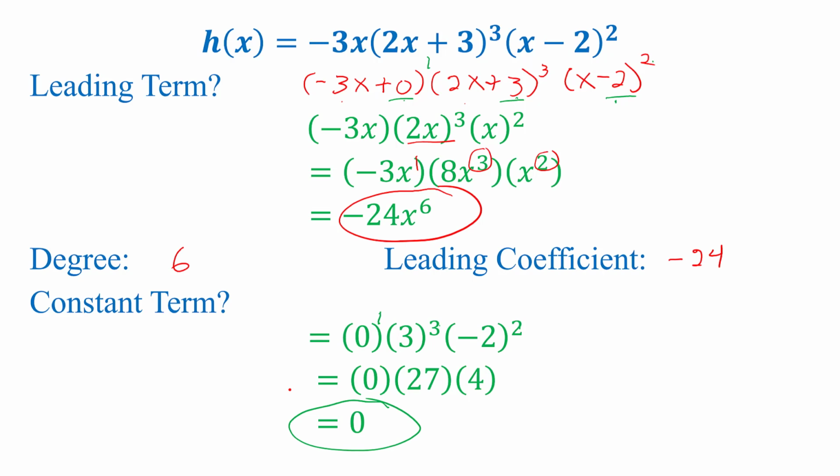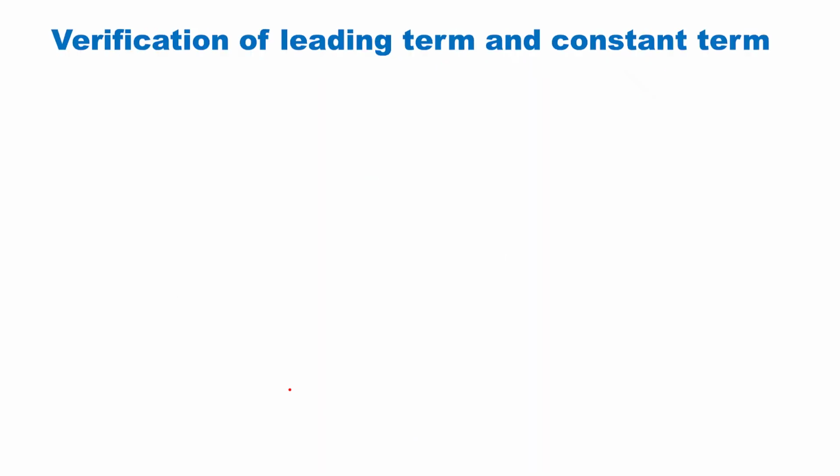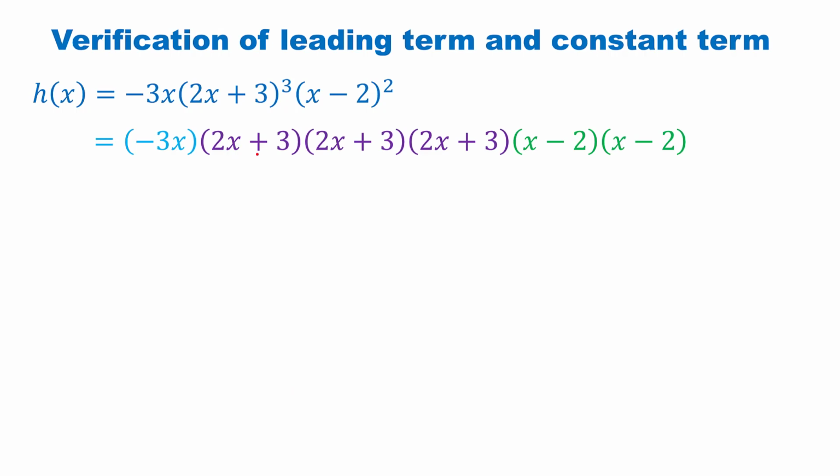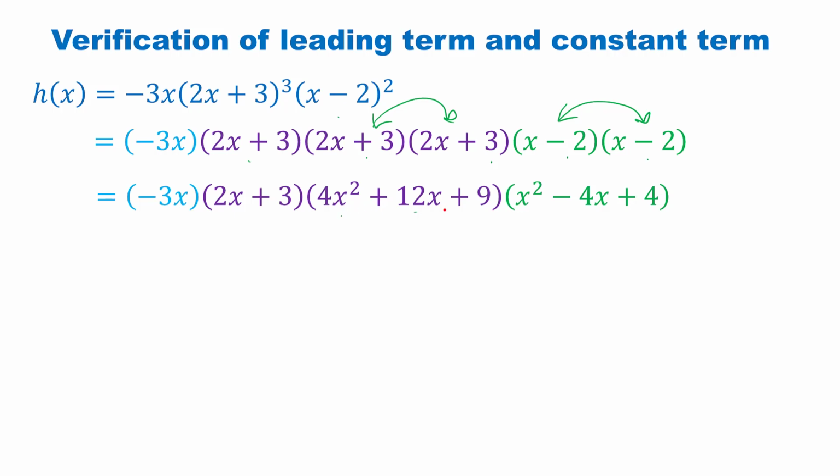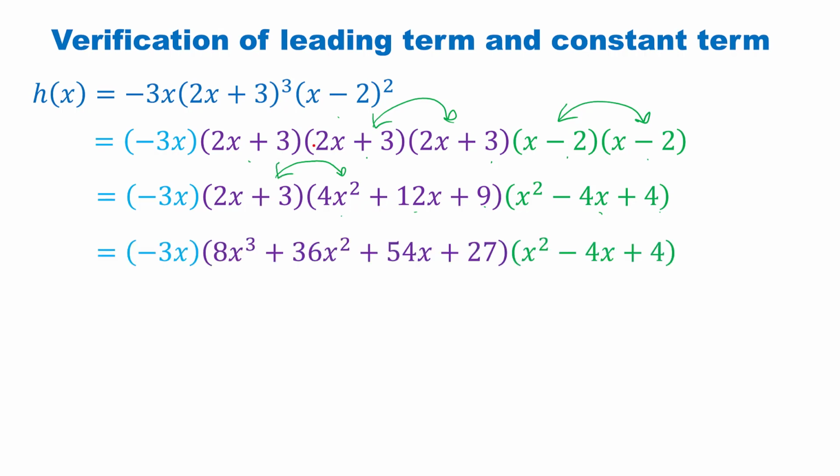And to verify the leading and the constant terms here, let's go ahead and expand this polynomial. We'll start by writing (2x plus 3) cubed as 2x plus 3 times 2x plus 3 times 2x plus 3. (x minus 2) squared we'll write as x minus 2 times x minus 2. Then I'm going to multiply 2x plus 3 times 2x plus 3 and x minus 2 times x minus 2 to give us 4x squared plus 12x plus 9 and x squared minus 4x plus 4. Then I'll multiply 2x plus 3 times 4x squared plus 12x plus 9.